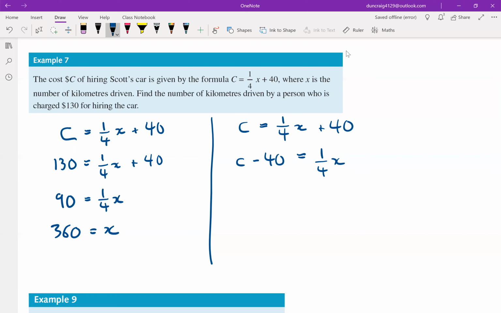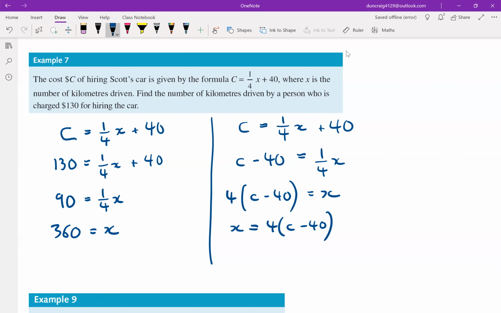Okay, so I've done that. And then in the next step, I want to get rid of the quarter in front of the X. I want to times both sides by 4. So if I do that, I've got to do 4 lots of all of the C take 40. So I'm going to put brackets around that, and that is equal to X. So I'm just going to rewrite it again, making X the subject. X is equal to 4 (C take 40), like so. So what I've done is I've rearranged the formula to make X the subject.